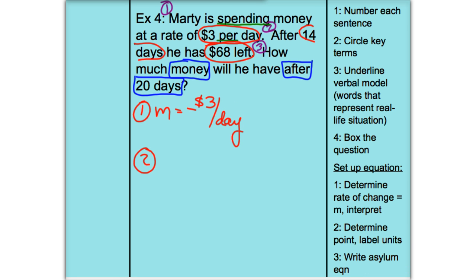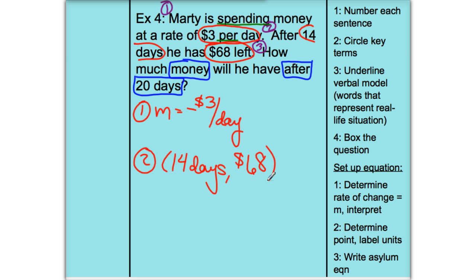Next, determine a point, because we're focusing on point-slope form at this point in our learning. So we're given a rate of change and we're given a point in time. After 14 days, he has $68 left. Label your units.